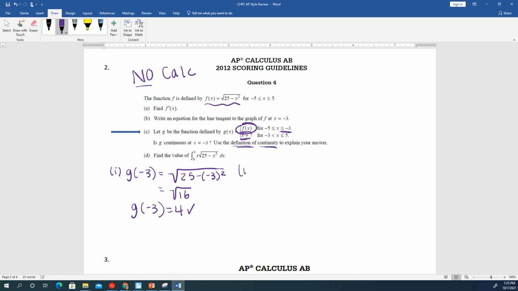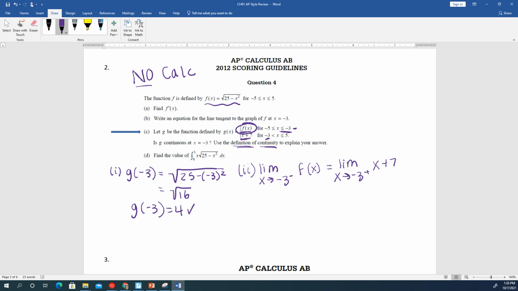Now I have to check if the limit exists. That's my second piece. Since we have a piecewise function sectioned off at -3, we have to look at the left-hand and right-hand limits and make sure they're approaching the same thing. So I'll do the limit as x approaches -3 from the left, which uses f of x because that's defined for everything less than -3. And I have to make sure that's the same as the limit as x approaches -3 from the right, which uses the piece x plus 7, since that is everything greater than -3.